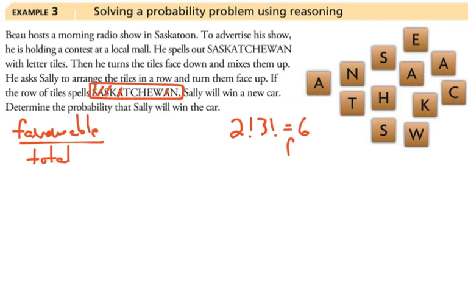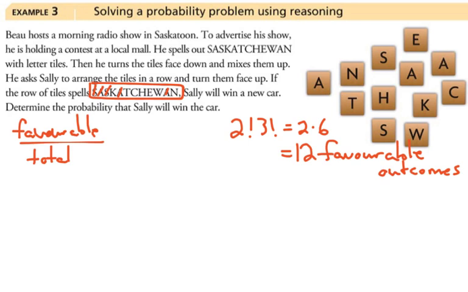So we actually have, I tried to skip a step there, so we actually have 2 times 6, or we have 12 favorable outcomes, simply because of the repetition of the letters. It doesn't matter which of those spots an A shows up in, so long as one of the A's actually shows up.